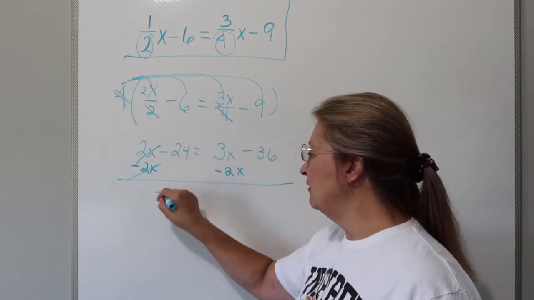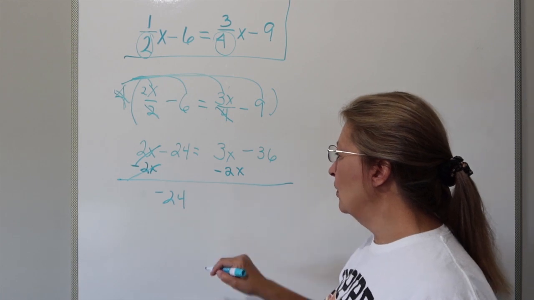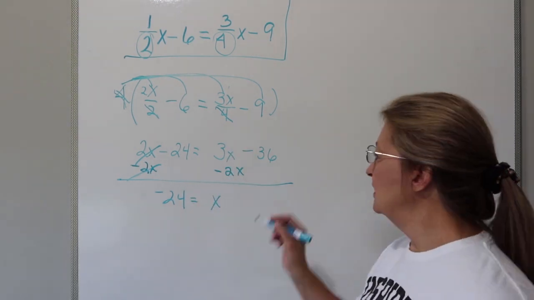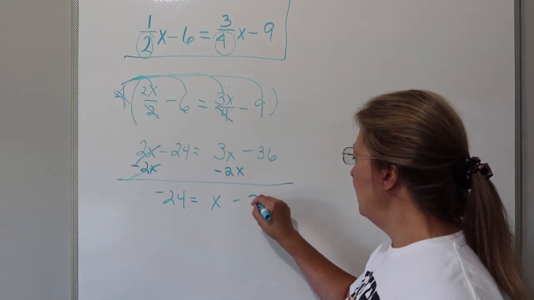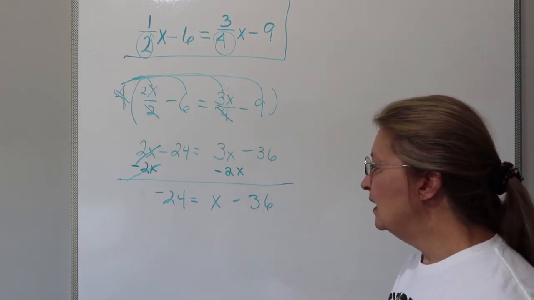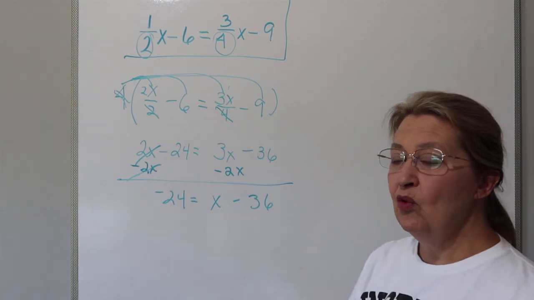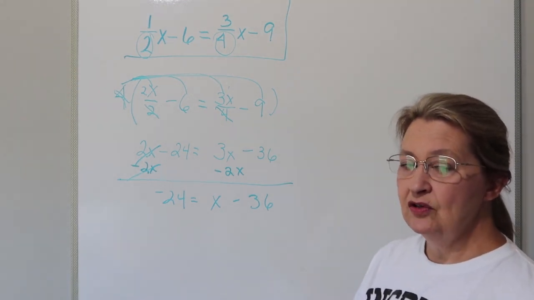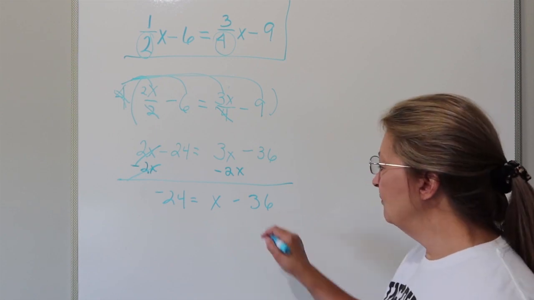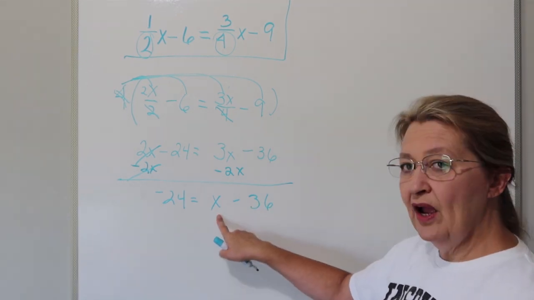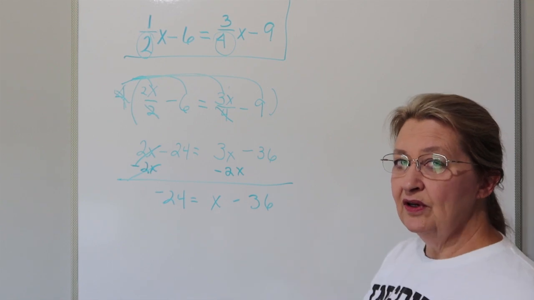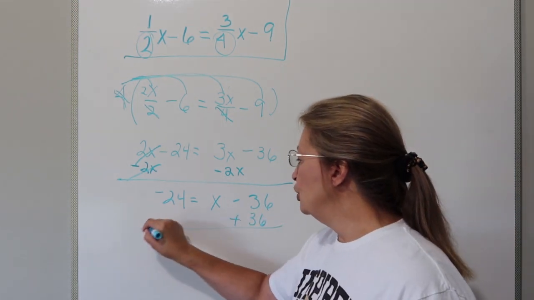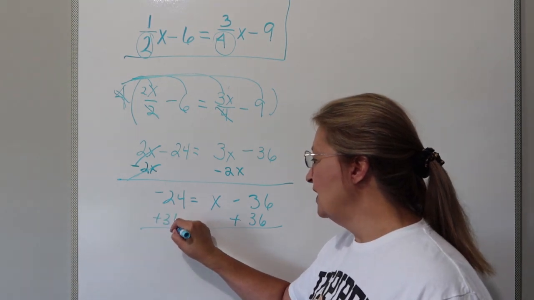Those cancel out. So I have negative 24. 3x minus 2x is x. And then I have minus 36. Okay? Now, that's step 1, step 2. Step 3 is to get rid of the number that is added to or subtracted from your variable term. Well, 36 has been subtracted from the x. How do you get rid of something that's subtracted? You add it to both sides.